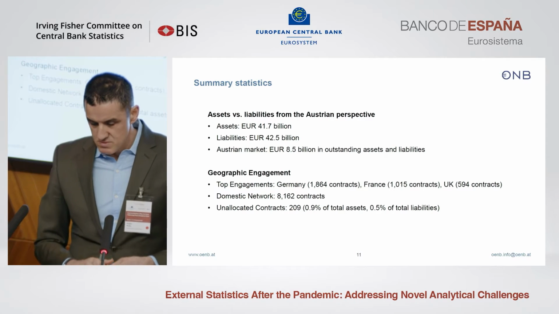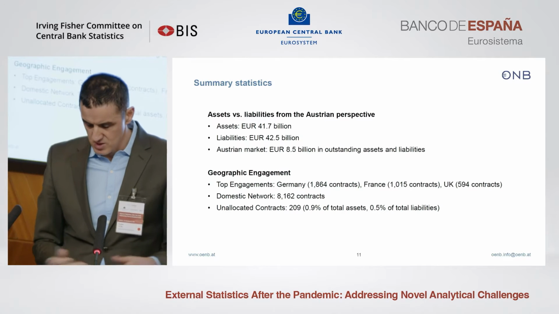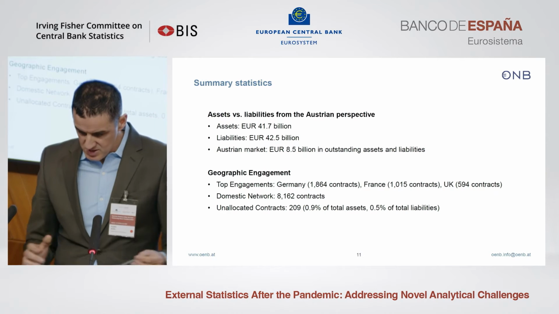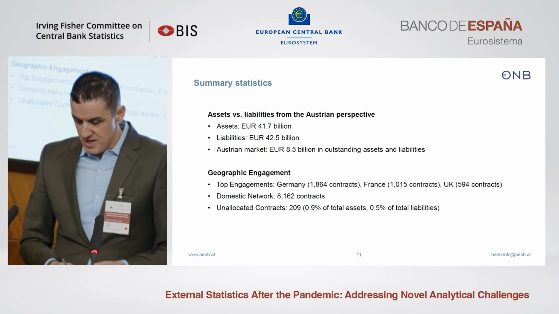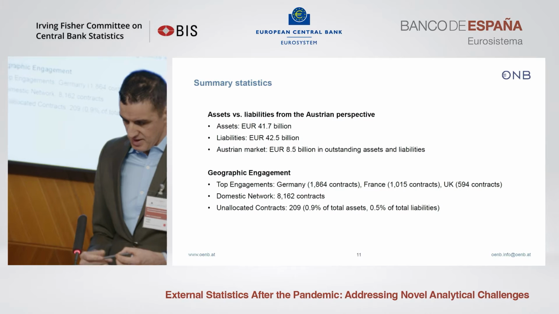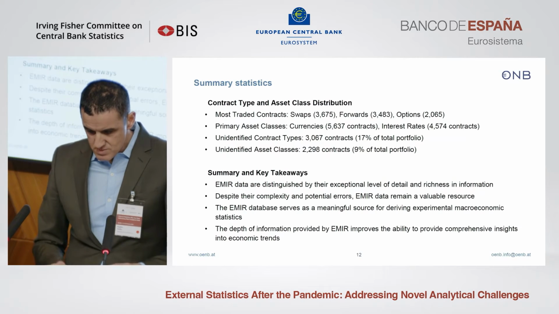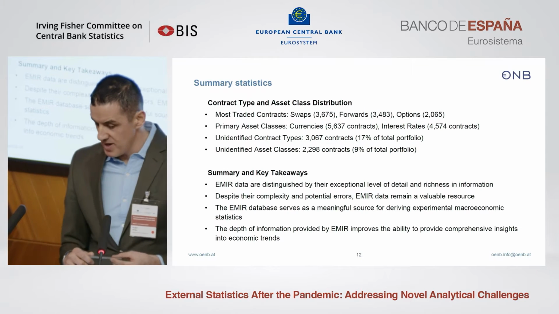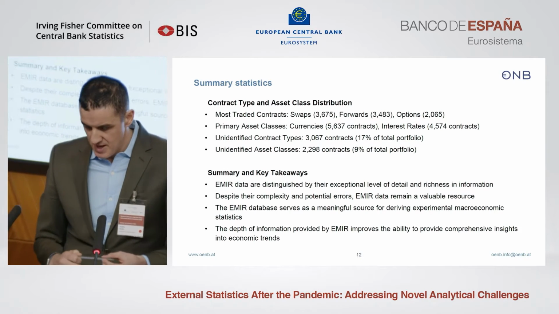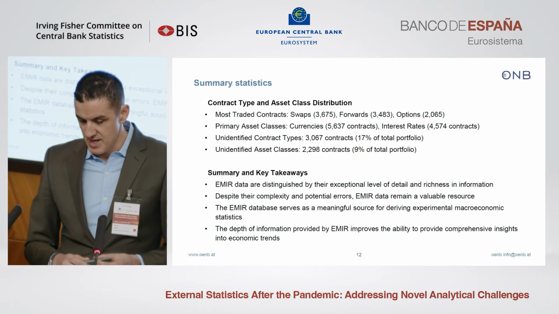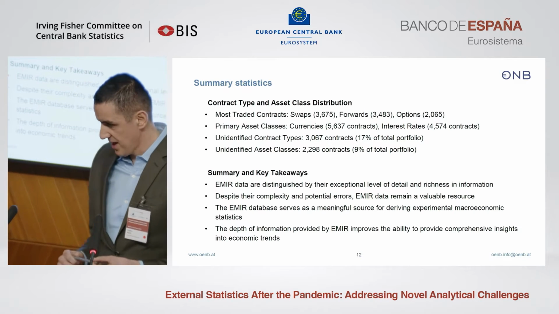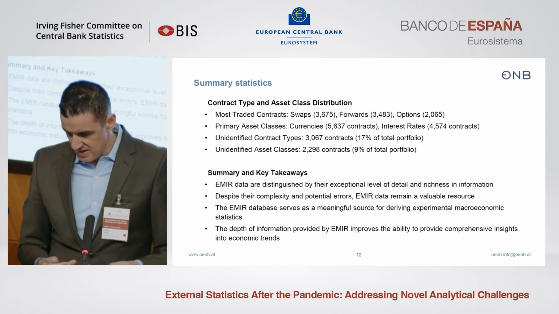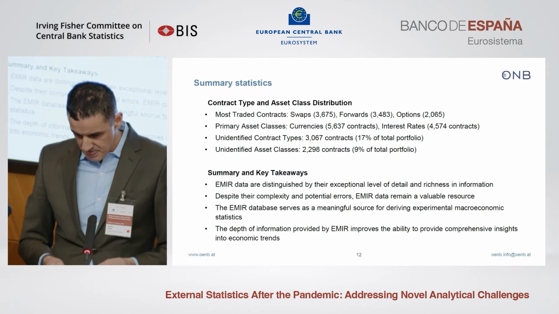Our top destination or counterparty countries are Germany, France, and the UK, but also the domestic, in terms of number of contracts. The domestic network is also very high, as you can see here. The most traded contracts of Austrian counterparties are swaps, forwards, and options. The most important asset classes are currencies and interest rates. You will see later, Eva will continue, these are mainly held by banks.